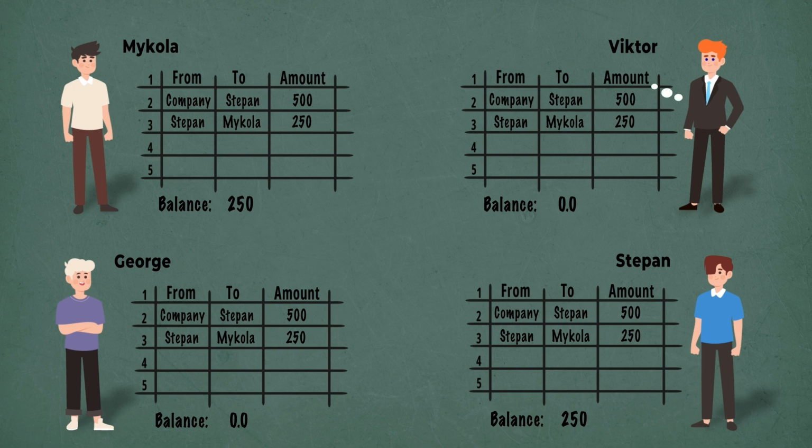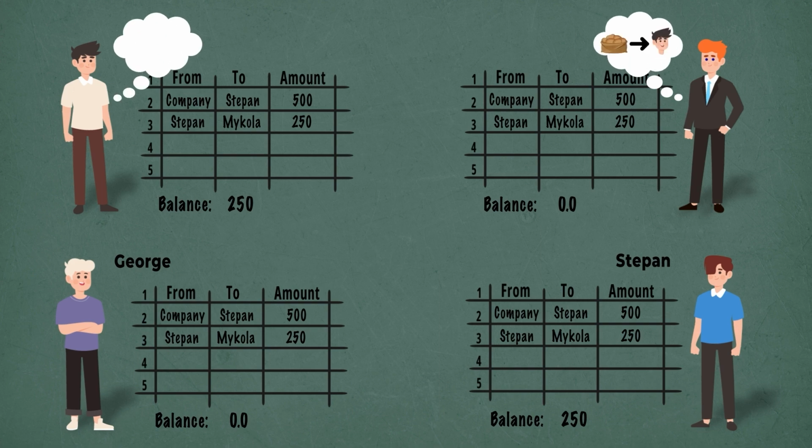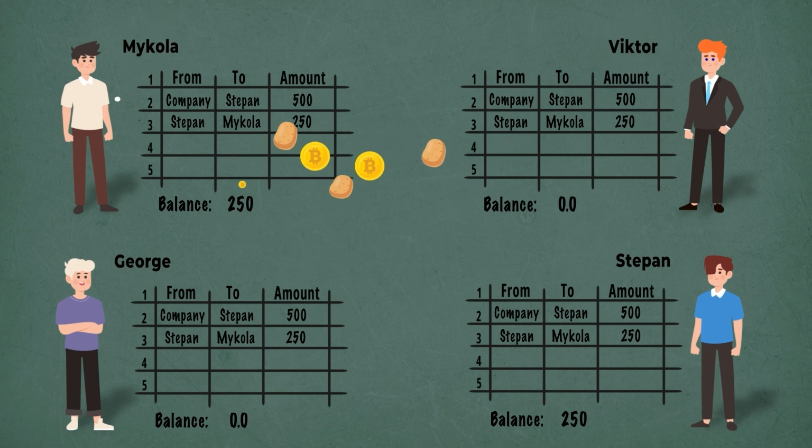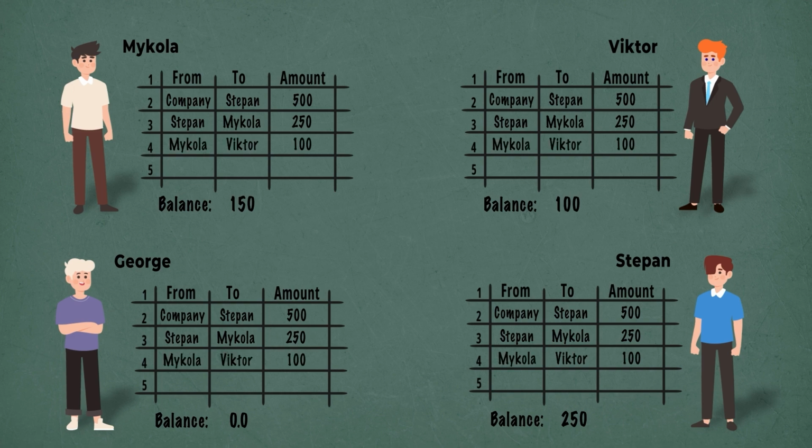Mykola. Mykola decided to buy potatoes from Victor for 100 bitcoins. He says, "I am sending Victor 100 bitcoins." Everyone adds this record to their table. Now Mykola has 150 bitcoins, Victor has 100 bitcoins, and Stefan still has 250 bitcoins.